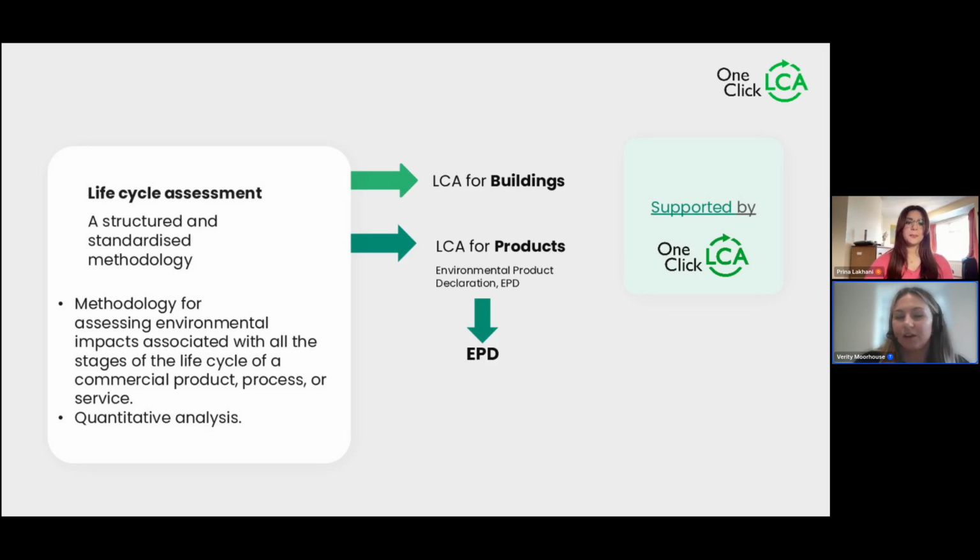So in terms of the methodology, life cycle assessments are a structured and standardized methodology associated with measuring the impacts of all the life cycle stages of the building. They are a quantitative analysis, so they're based on numbers. You can have life cycle assessments for buildings, and you can have life cycle assessments for products as well. And for products, you can go a step further and create an EPD, so you can get it verified and published in line with the standards.